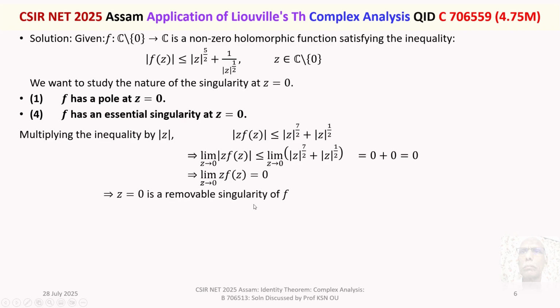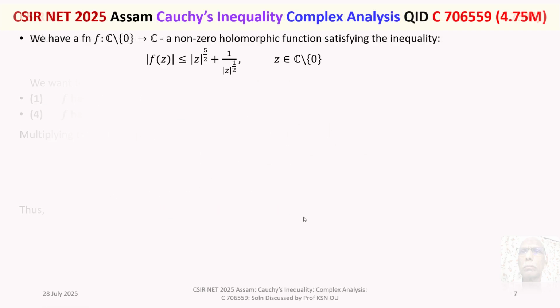When it is a removable singularity of the function f, we overrule options 1 and 4. It cannot be a pole, it cannot be an essential singularity. Therefore, options 1 and 4 are not true. We move to the next slide.